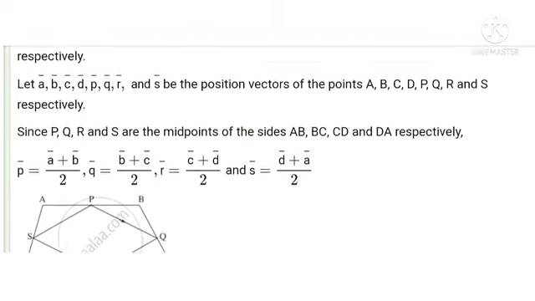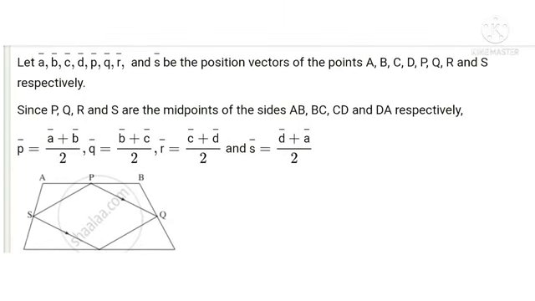See here in the figure, P, Q, R, S are the midpoints of sides AB, BC, CD and AD respectively. We suppose A bar, B bar, C bar, D bar and P bar, Q bar, R bar, S bar are the position vectors of the points A, B, C, D and P, Q, R, S respectively.